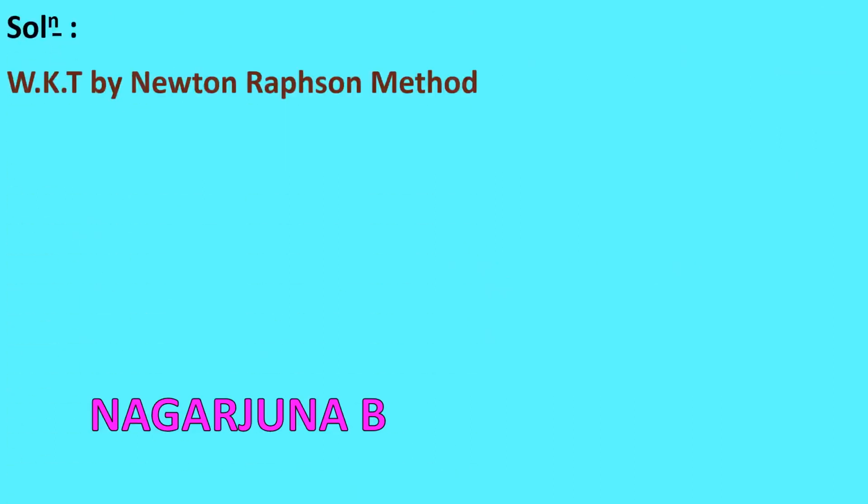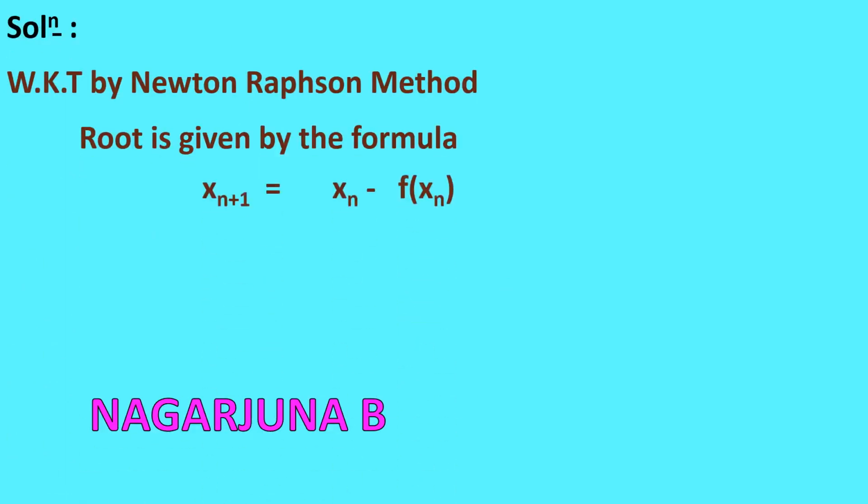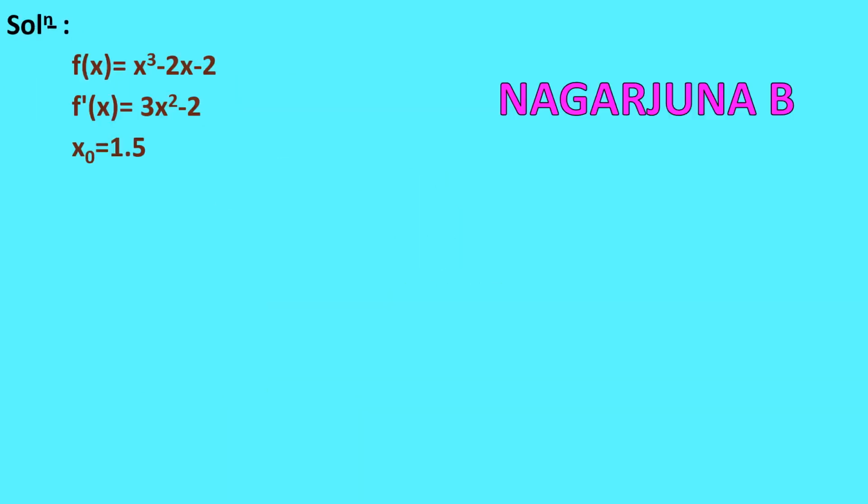We know that by the Newton-Raphson method, the formula to find the root of an equation is given by x_(n+1) = x_n - f(x_n)/f'(x_n), where f'(x_n) is the derivative of f(x_n). Here the value of n will be 0, 1, 2, 3, 4, etc., but initially we start with n = 0. Let us move on with the solution.